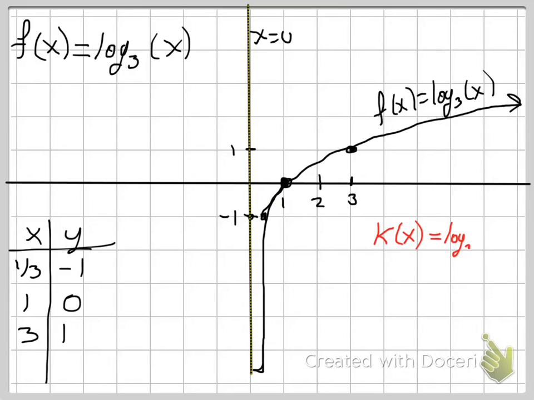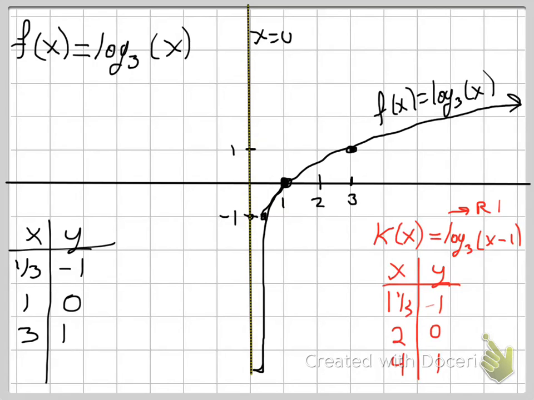And then we're going to do a transformation. So we're going to use the same base for convenience, log base 3 of x minus 1. Now if we're with the argument, it's going to do a shift to the right 1 unit. So all we're going to do is take our x coordinates and move them to the right 1 unit. Everything else is going to stay the same. So the y coordinates aren't going to change. All we're doing is shifting the graph over to the right 1 unit. So 1/3 becomes 1 1/3. 1 becomes 2, and 3 becomes 4. We're just adding 1 to each x coordinate.